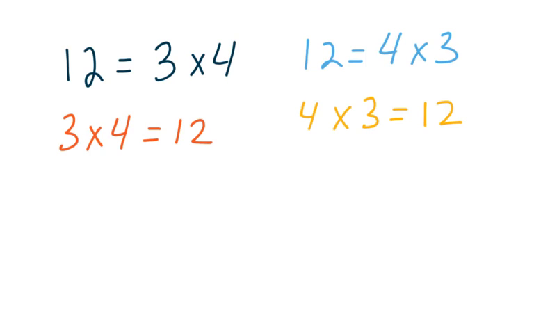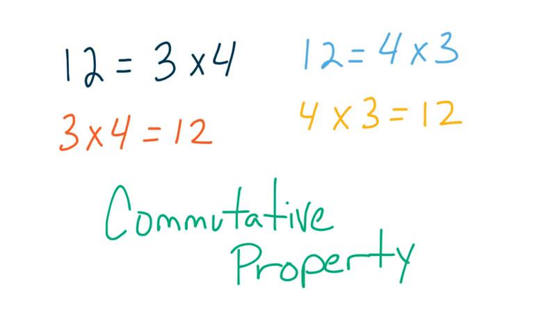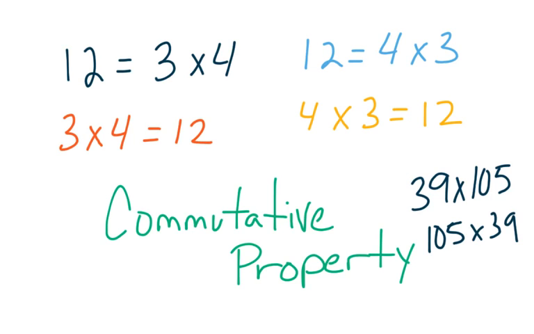Now, the property that goes along with this, our ability to turn these, is called the commutative property. The commutative property works for both multiplication and addition, as long as it's just one sign. So if we had any multiplication problem, 39 times 105, that problem and 105 times 39 would give me the same product. Same with addition. If I had 5 plus 6, that equals 11, and so does 6 plus 5. They're both going to equal 11. The commutative property tells us so.